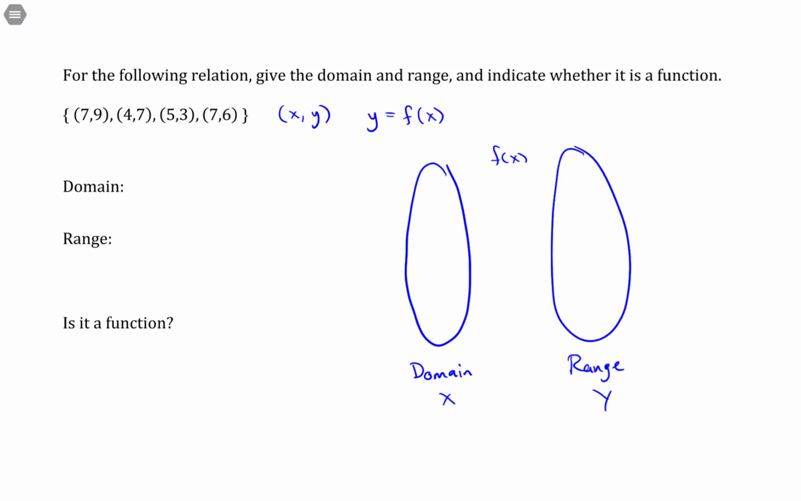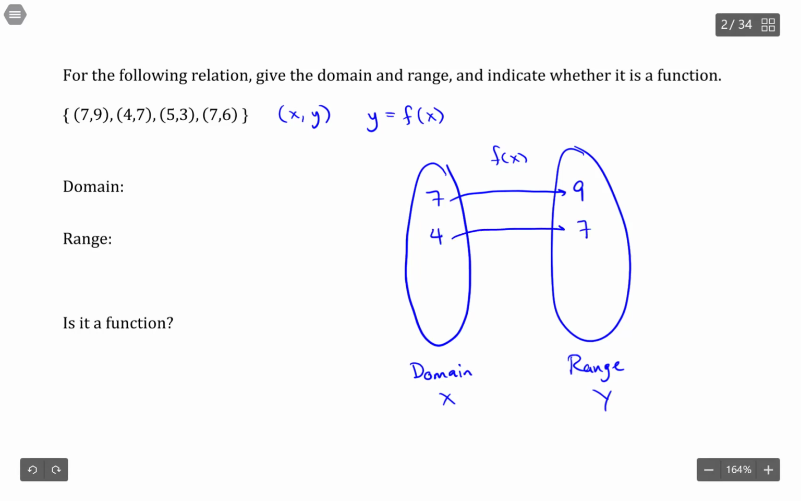So let's look at all the possible x values. I have a 7 in the first point, which maps to a 9. So my function tells me how the x values map to the y values. The next point is 4, 7. So 4 in the x, 7 in the y. My function tells me those two map together. 5, 3. These two map together. And finally, 7, 6.